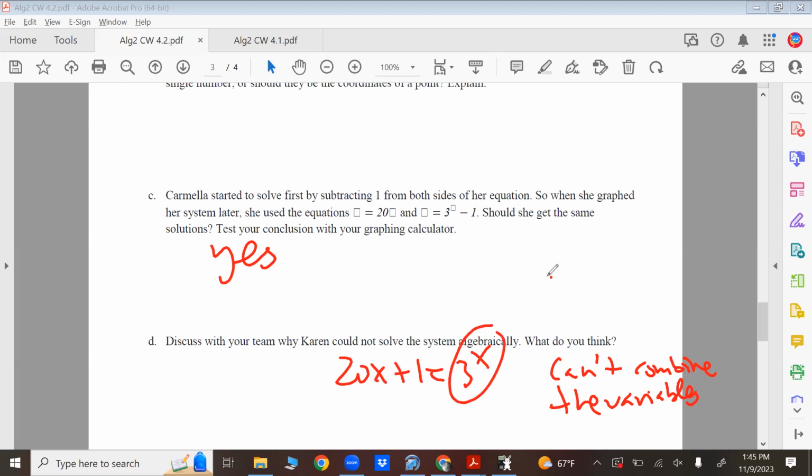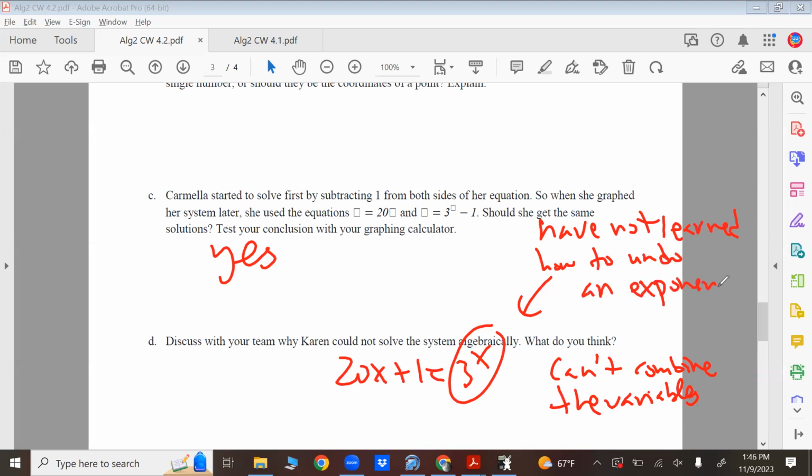Also, you guys have not learned how to undo an exponent. You will in the second semester. It's called a logarithm, which you may have heard if you have older siblings or friends who've taken this class or taken pre-calculus or calculus. You will learn that in the second semester, which is kind of a big part of it. But I've not taught you guys how to undo an exponent. But also you can't combine that. So you have an exponent, you have an x that's not an exponent. They just can't be combined.